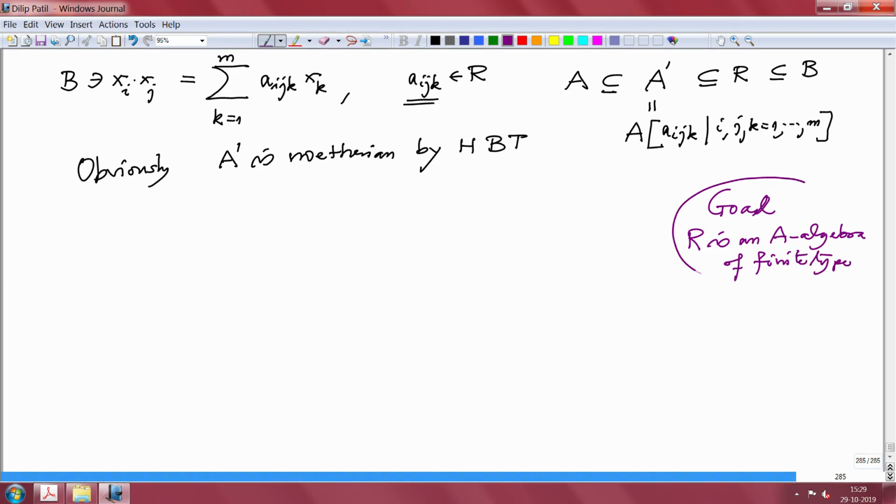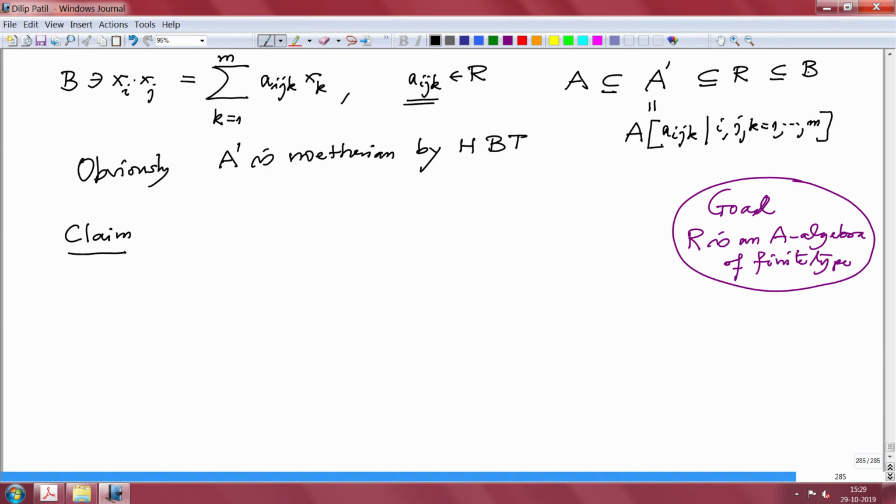That is the goal. Alright. So first I claim, as an algebra, as a module over A prime, B. So B is also a module over A prime.